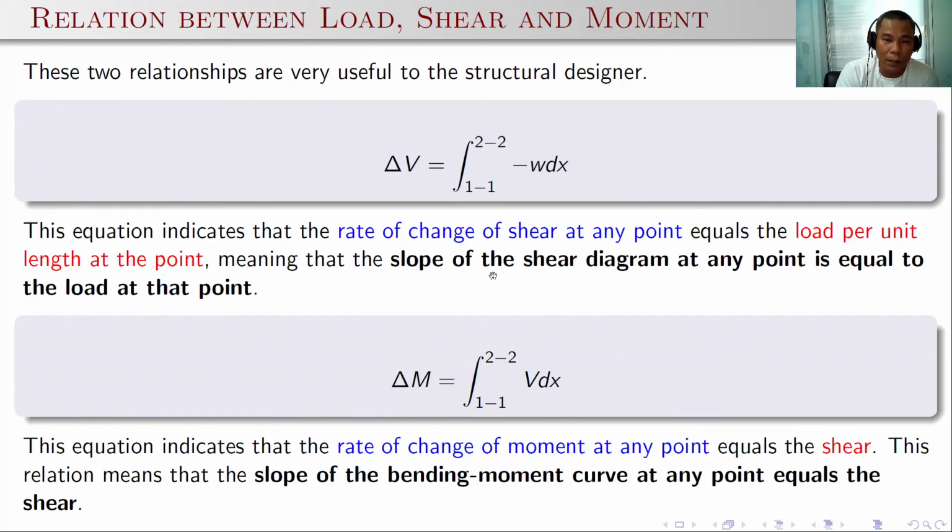Here, the two relationships are very useful for the structural engineer. We have the first equation that we have derived. The equation indicates the rate of change of shear at any point, which is equal to the load per unit length at that point, meaning the slope of the shear diagram at any point is equal to the load at that point. Remember, the slope of the shear diagram at any point is equal to the load at that point. The second equation indicates that the rate of change of moment at any point equals the shear, or this relation means that the slope of the bending moment curve at any point equals the shear.